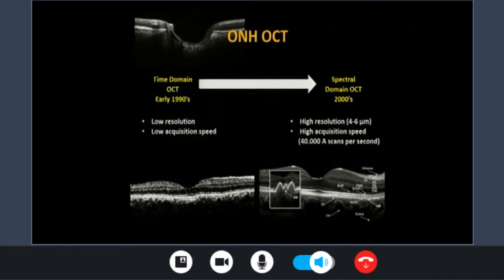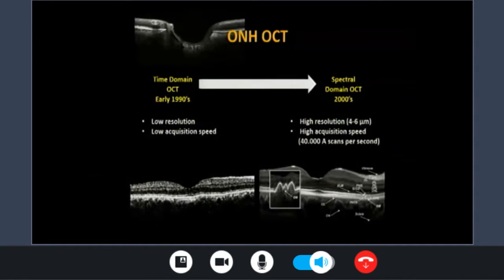We had a gift in the early 1990s, which is called OCT, optical coherence tomography. And this gift actually was a breakthrough in ophthalmology. So it helped us to have in vivo assessment of the optic nerve head, of the macula. And OCT actually was presented first as a time domain with low resolution and low acquisition speed. So it will take time for the patient to finish the test, 15 minutes, 20 minutes, so it's really tiring for the patient.